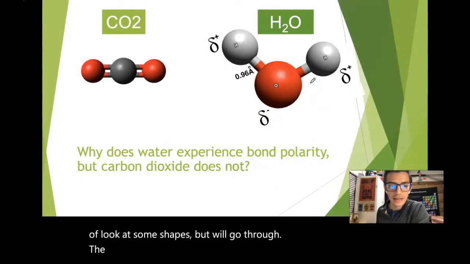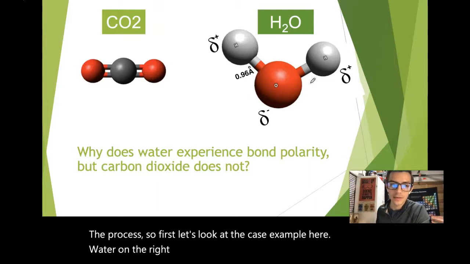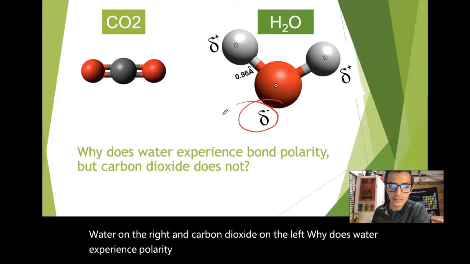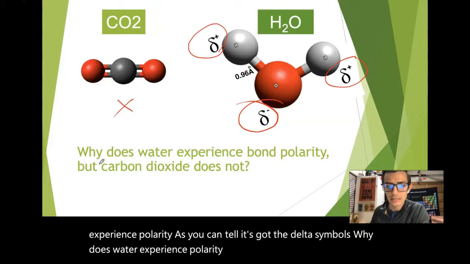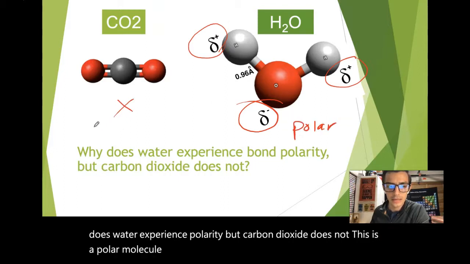So first, let's look at a case example here. Water on the right and carbon dioxide on the left. Why does water experience polarity? As you can tell, it's got the delta symbols. Why does water experience polarity, but carbon dioxide does not? Water is a polar molecule, but carbon dioxide is nonpolar.